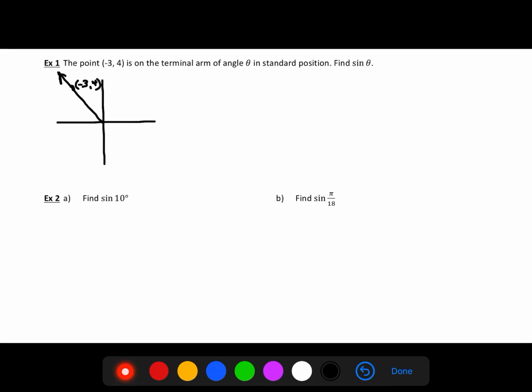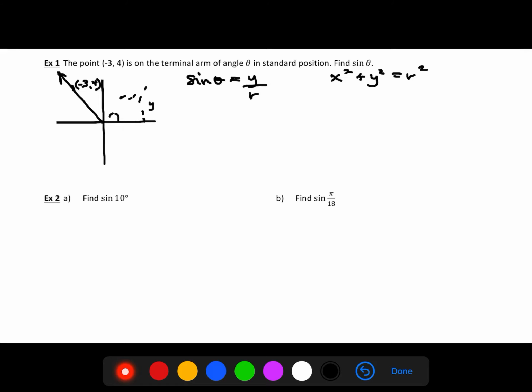So -3 and 4. We want to find sine theta. Well, we know that sine theta, if we think about our right angle, is going to be our y over r. So we need our y value, and we need our radius. Well, we need to calculate our radius first of all.